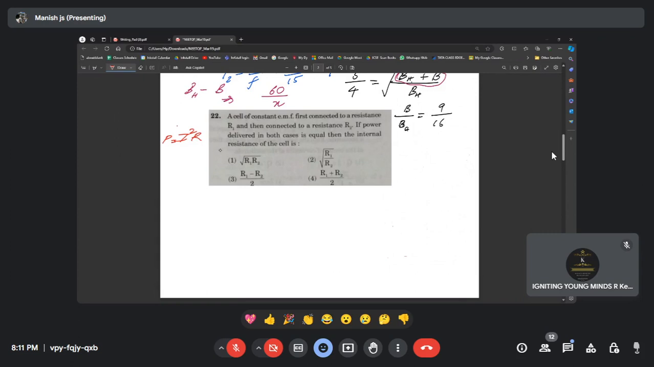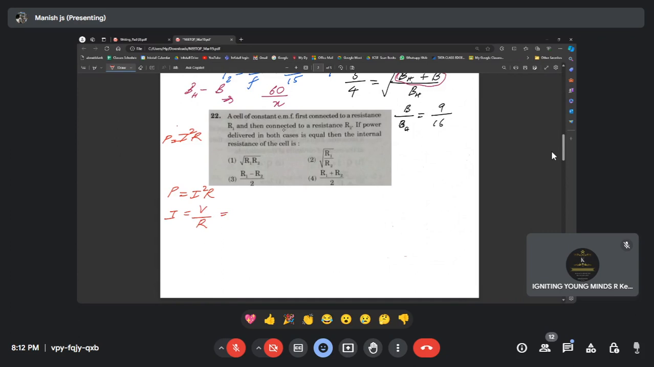Now, what is the formula for current in Ohm's law? We all know that P is equal to I square R. What is the formula for I according to Ohm's law? V is equal to IR. So what is I? I is equal to V upon R, right?